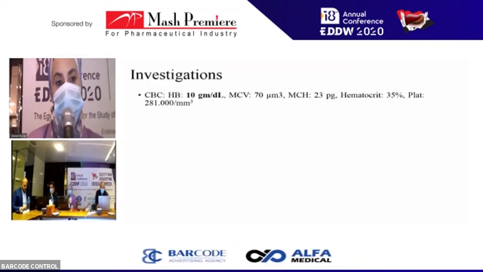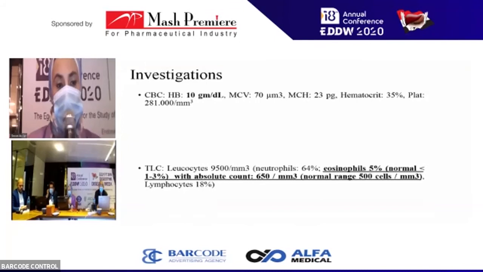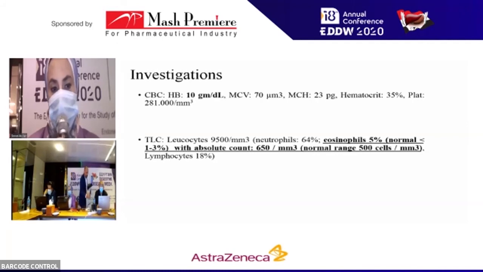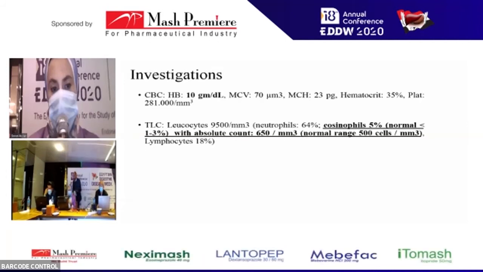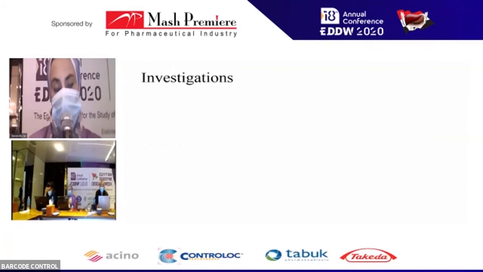The investigations showed microcytic hypochromic anemia, hemoglobin 10 gram per deciliter. The total leukocytic count was within the normal range, but the eosinophil percentage was higher than normal. It was 5%, while the upper normal range is up to 3%, with an absolute count of 650 eosinophils per cubic millimeter, while the normal range is up to 500 cells per cubic millimeter. The ESR was mildly elevated, it was 23 millimeter per hour. The CRP was 5 milligram per liter, and the fecal calprotectin was 65 microgram per milligram.